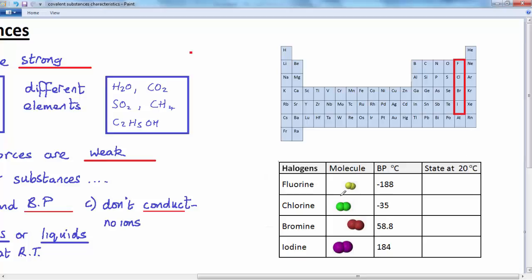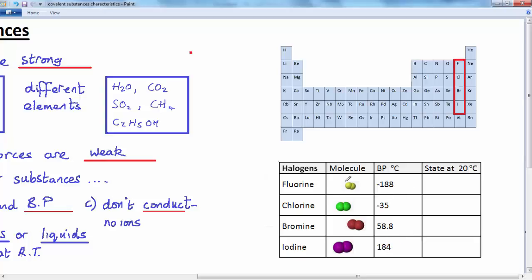So we can expect the forces that interact between the molecules of fluorine to be much weaker than the forces that interact between the molecules of iodine. As a result, fluorine has a lower boiling point. Likewise, chlorine, which is a larger molecule and a heavier molecule, will have a higher boiling point, and then bromine still higher still, and iodine higher even still.